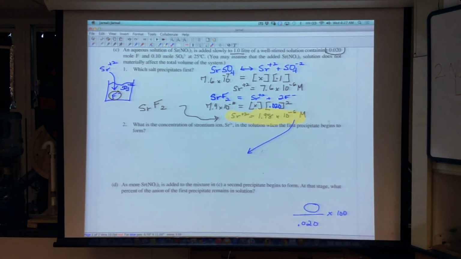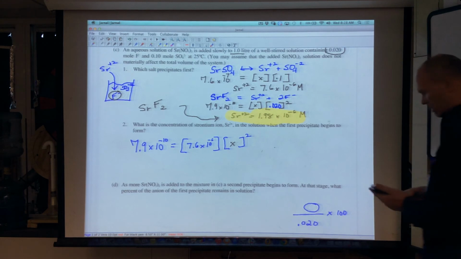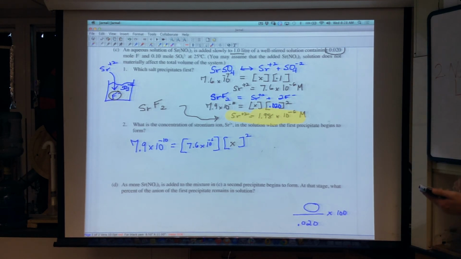So I want to do that math here since I have the room. So 7.9 times 10 to the negative 10, that's not changing because the temperature's not changing. What is the value of the F negative when the strontium concentration is 7.6 times 10 to the negative 6? So what's my F negative? And of course, don't forget it's squared, so you can put that X in there if you'd like. And we're rocking and rolling. We solve for this. We're going to divide by 7.6 times 10 to the negative 6. So we do some math here with a handy-dandy calculator, 7.9 to the negative 10. You guys banging away, it's kind of cool.